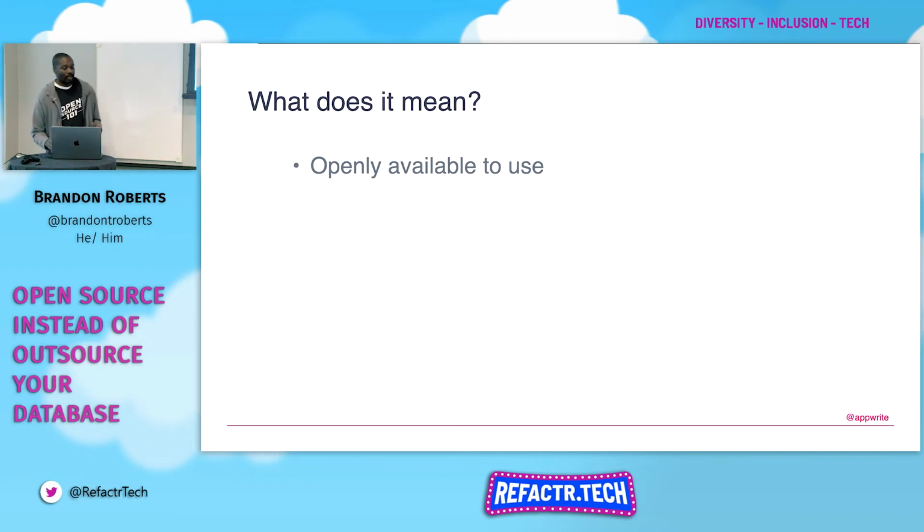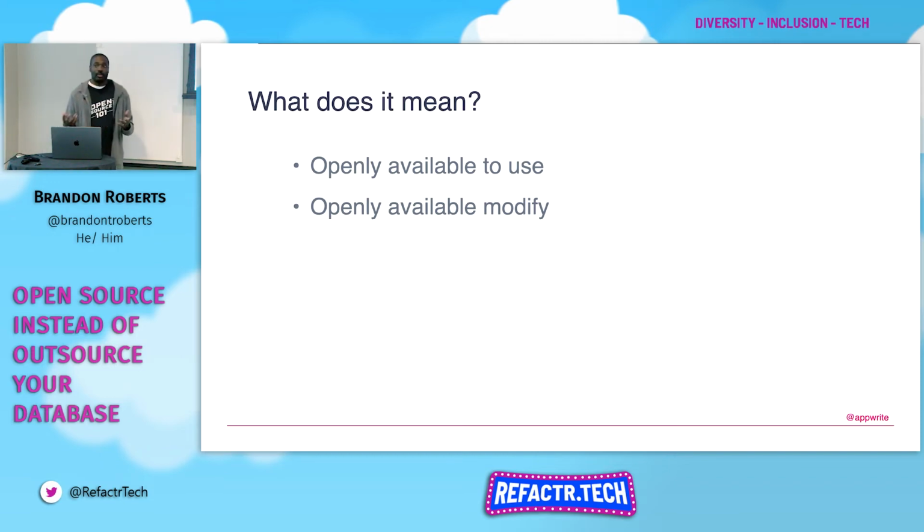So open source just means it's openly available to use. People have invested time and resources into creating this software, based on an idea or a vision that they have. So it's also openly available to modify. Open source has licenses where you can freely take that source code and modify it to your own needs. As I mentioned with closed source solutions, a lot of them are built on top of open source projects that exist already.